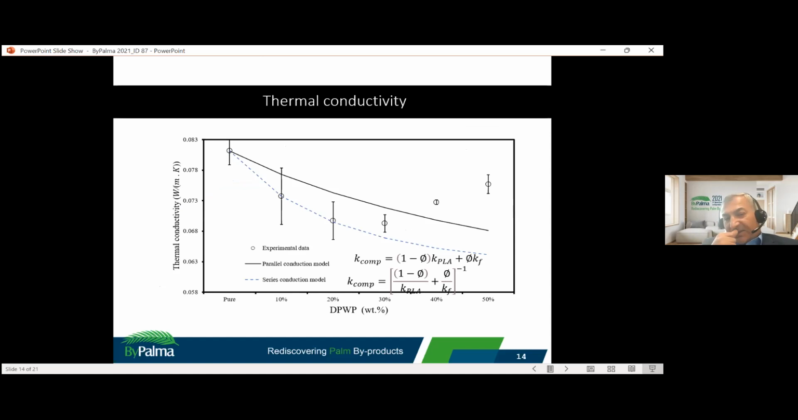Here we have the properties of the thermal conductivity. As you see, the addition of these fibers reduces the thermal conductivity of the PLA in general, where we are in a relatively good range.